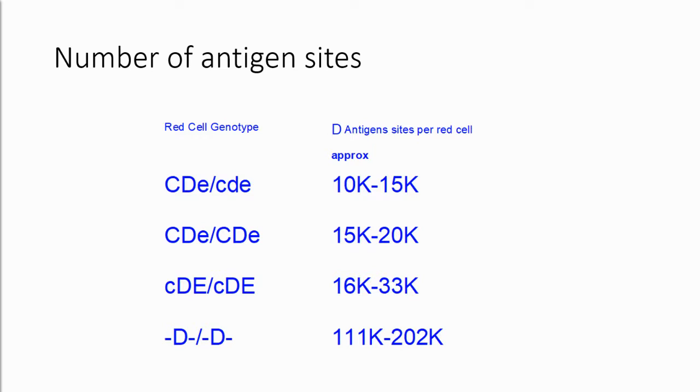The Rhesus D antigen is the most immunogenic of all protein antigens due to the quantity of the D antigen on the red cell surface, as well as capital C and capital E. It has been reported that as many as 80% of Rhesus negative individuals transfused with Rhesus positive red blood cells develop anti-D antibodies.